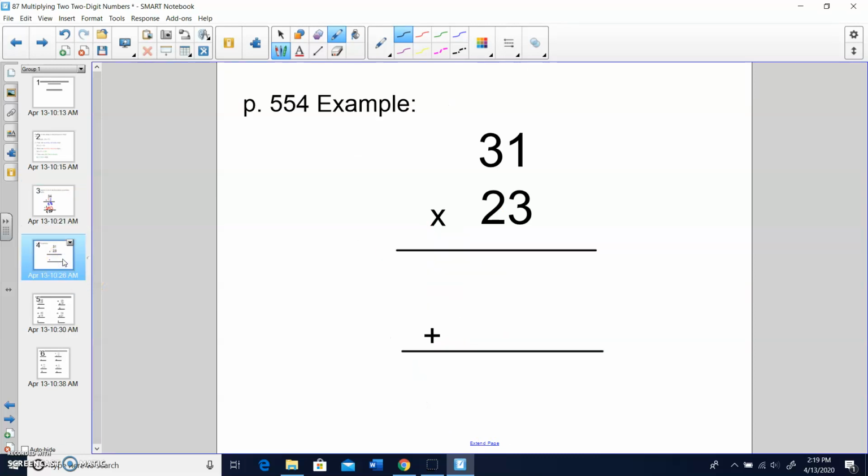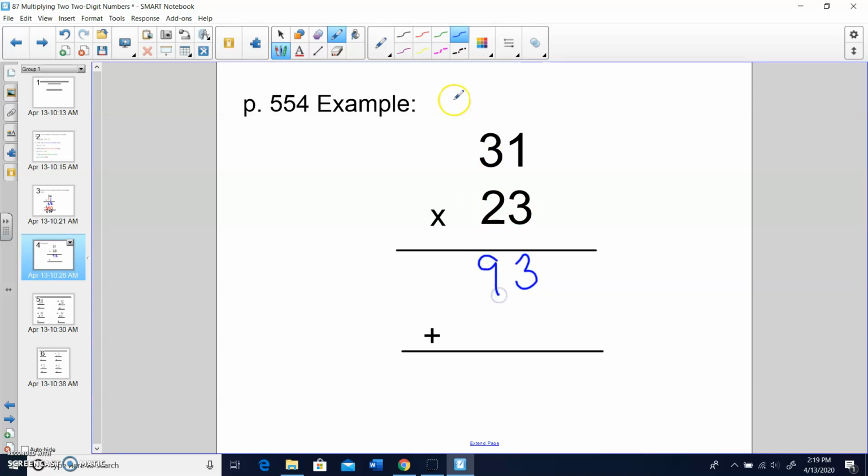Okay, let's try the example on page 554. So you can work it on your scratch paper as we go. Okay, once again, we're multiplying. We're doing 31 times 23, starting with the ones place. My ones place is lined up and my tens places are lined up. So 3 times 1 is 3. Keep them lined up in the right spots. And then 3 times 3 is 9.